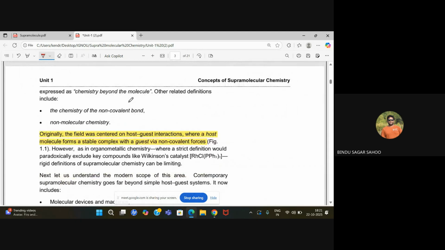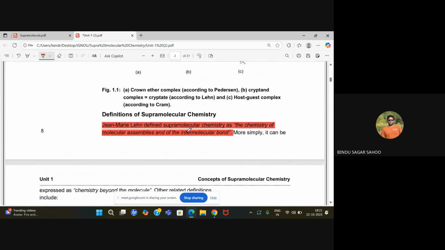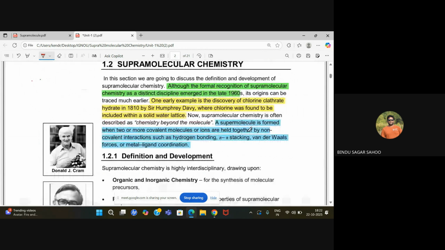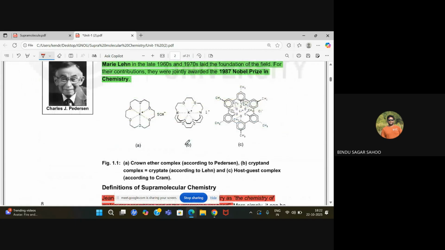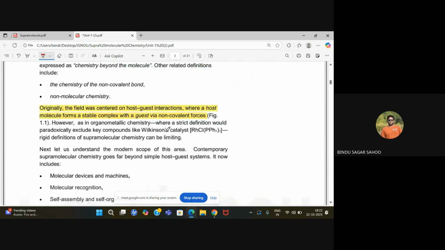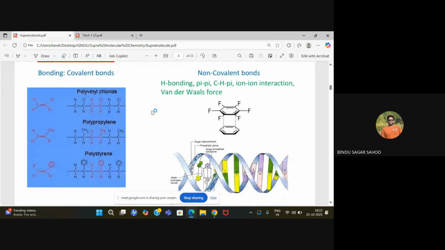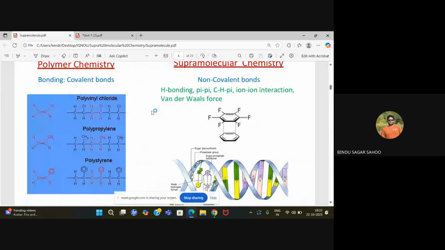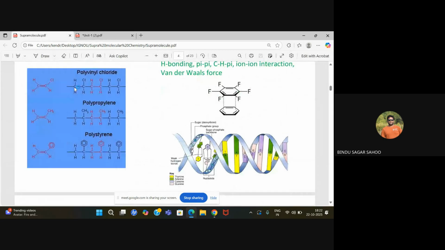So there are different types of non-covalent interactions. I already told you the types of non-covalent interactions are like this: the van der Waals force, pi-pi stacking, and metal-ligand coordination. So what is the difference between covalent interaction and non-covalent interaction? You can see here, this is a general covalent interaction. You can see this is a carbon-carbon bond, or this C-chlorine bond and C-H bond. These are the covalent bonds.